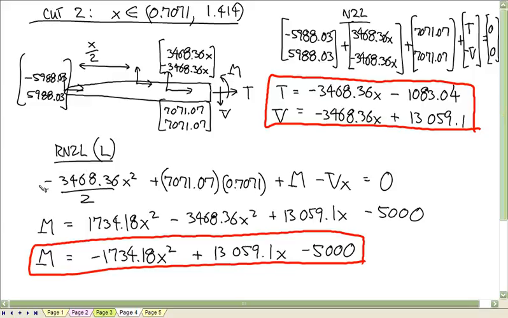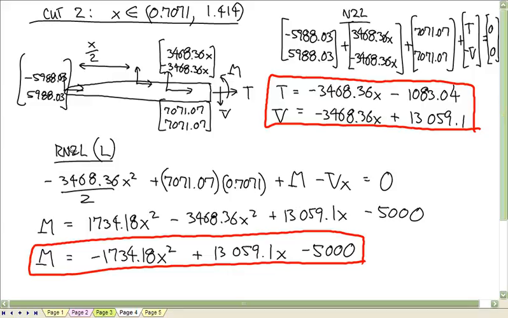And then for the rotational equation, we have a contribution from the y component of the distributed load. That's going to produce a clockwise moment, so I got 3468 over 2 x squared. Then we have a positive moment produced by the y component of this 70, 71. Then we have plus M minus Vx is equal to 0. Rearrange it. You get 1734x squared minus 3468x squared. That's from the Vx.